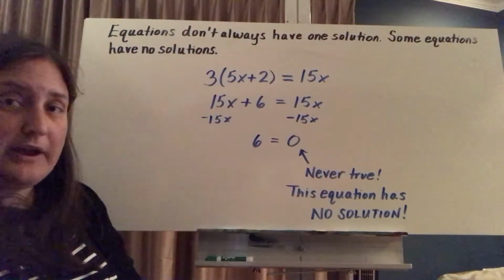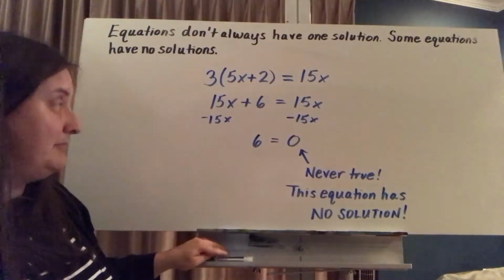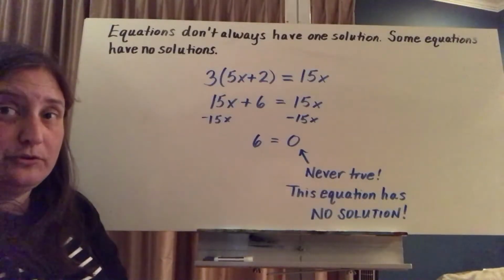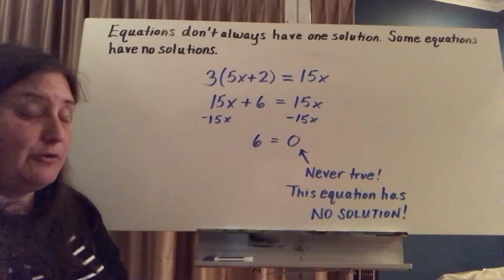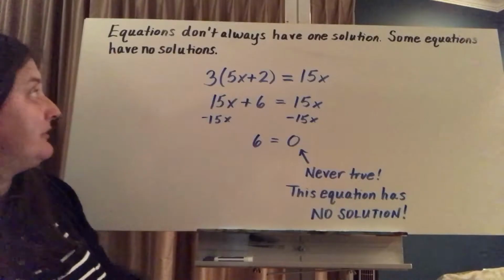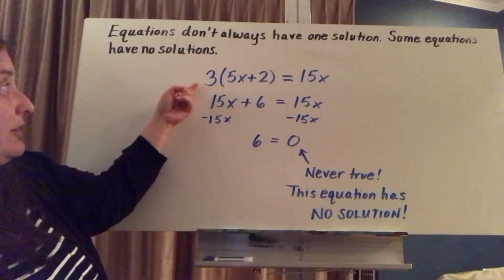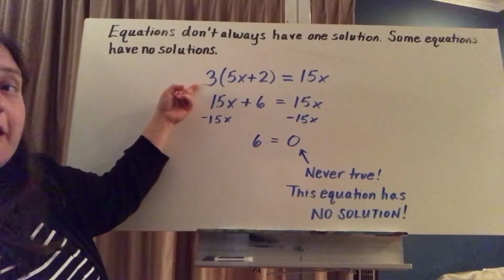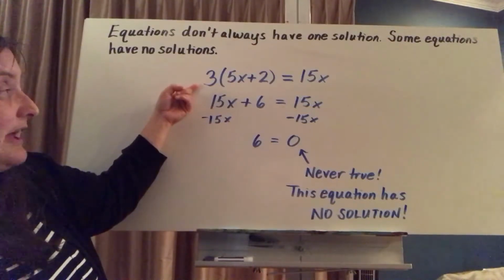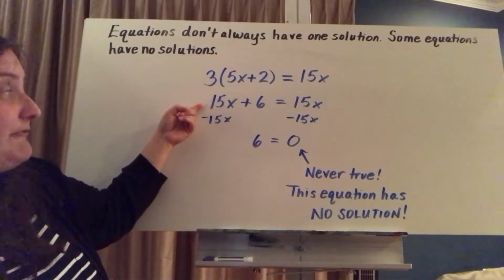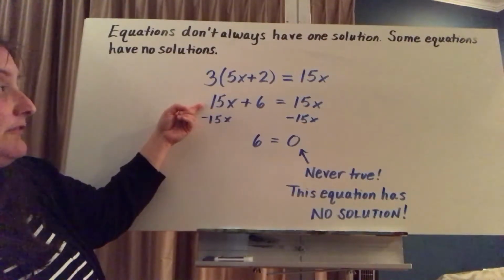Equations aren't quite that simple all the time, though. Not all equations have one solution. Some equations don't have any solutions at all. So let's take a look at this equation. We have 3 times the quantity 5x plus 2 equals 15x. After distributing, I have 15x plus 6 equals 15x.